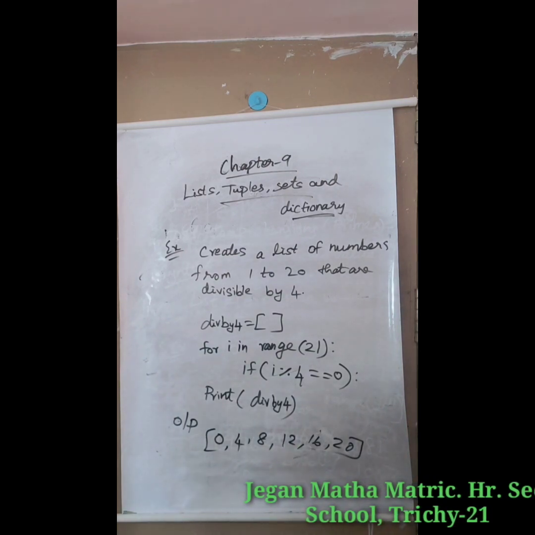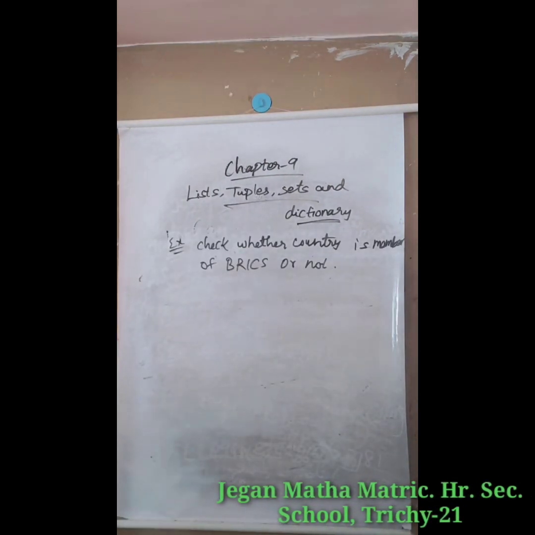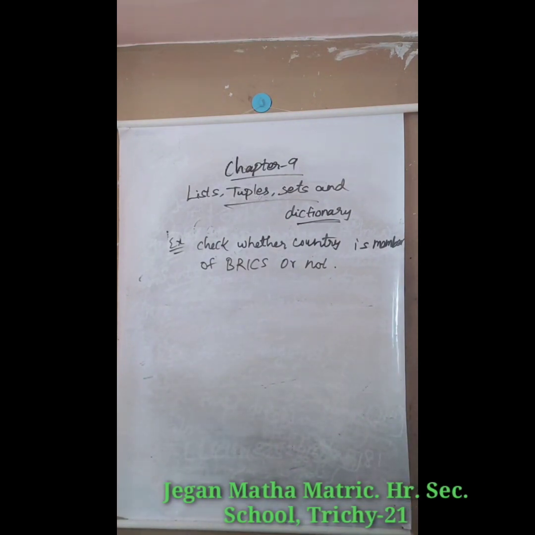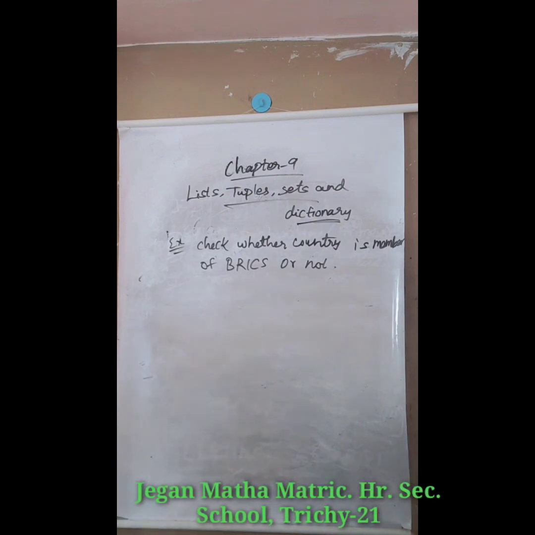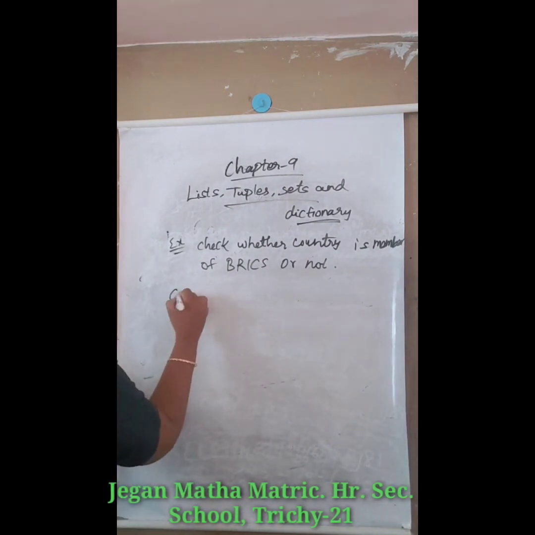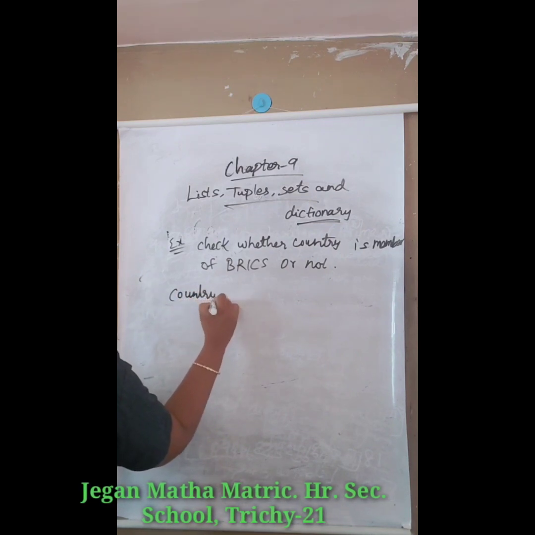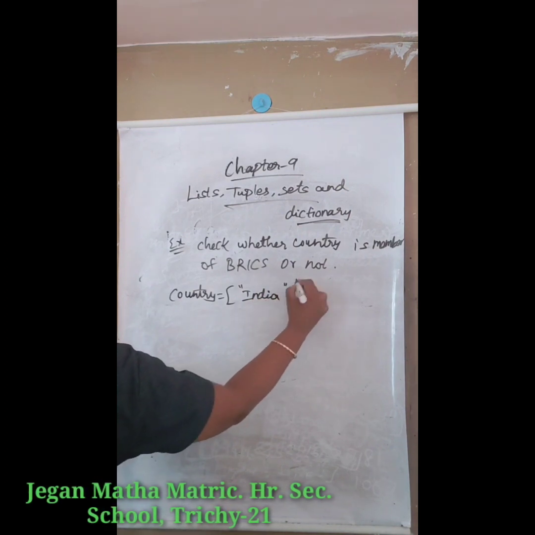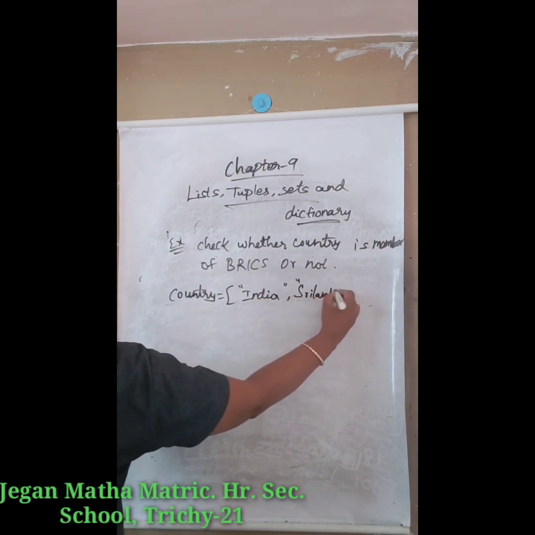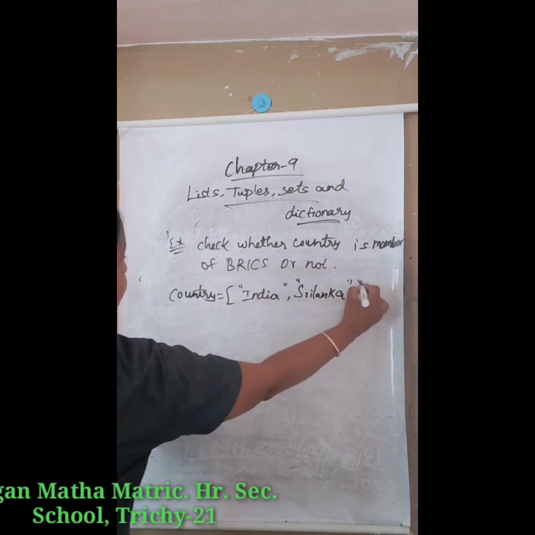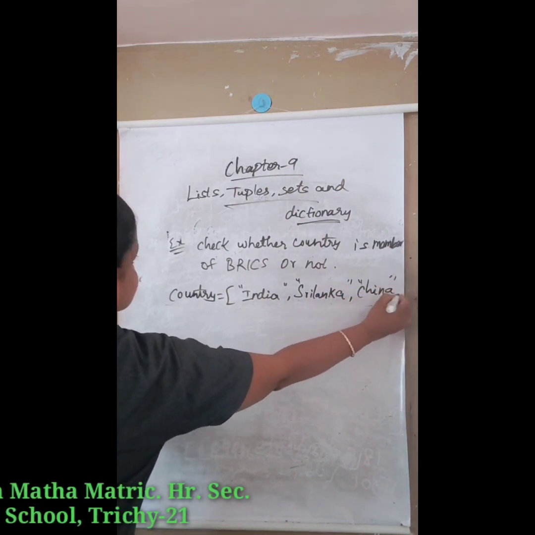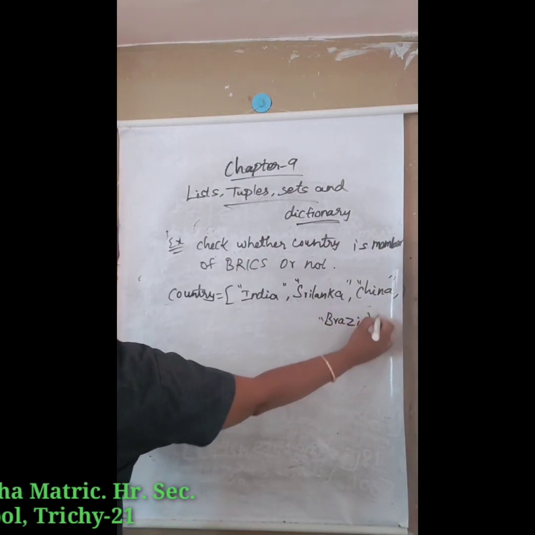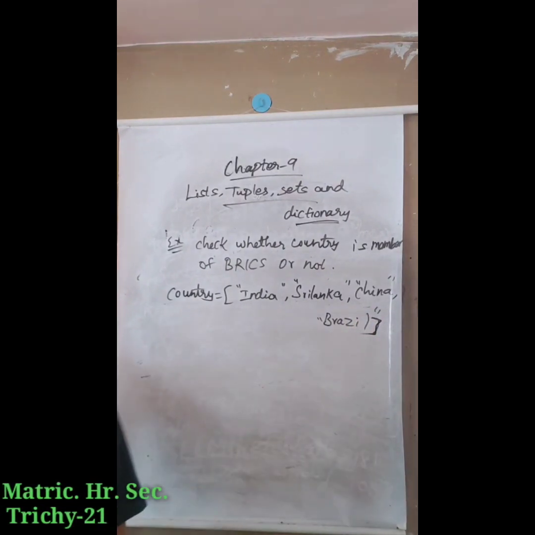That is the answer. The next example is, write a program to define a list of countries that are members of BRICS, and check whether a country is a member of BRICS or not. Here first we define the countries: India, Sri Lanka, China and Brazil. So these are all the countries.